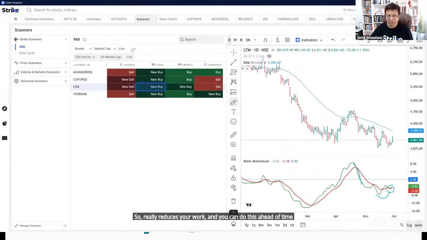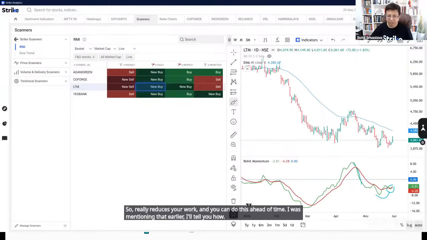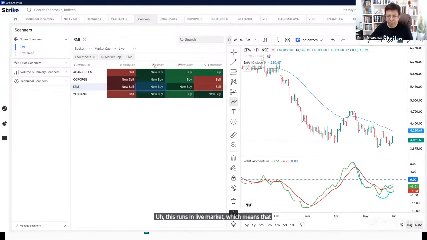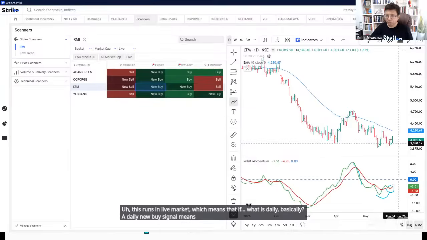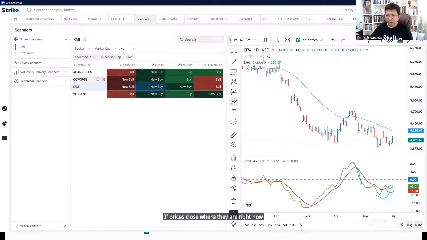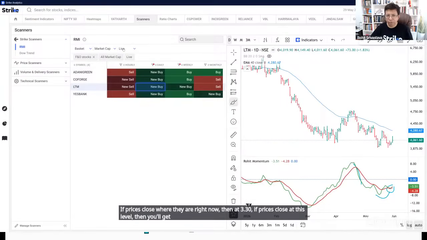I was mentioning that earlier. I'll tell you how. This runs in live market, which means that if what is daily? Basically, a daily new buy signal means if prices close where they are right now, then at 3:30, if prices close at this level, then you'll get a buy signal. That's what this means when we put it in live mode.